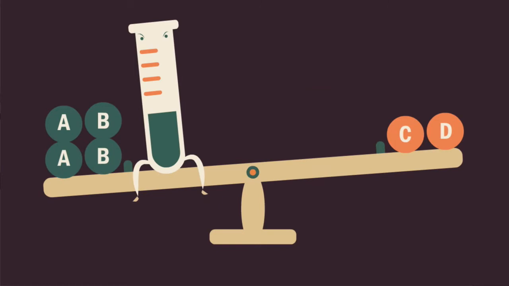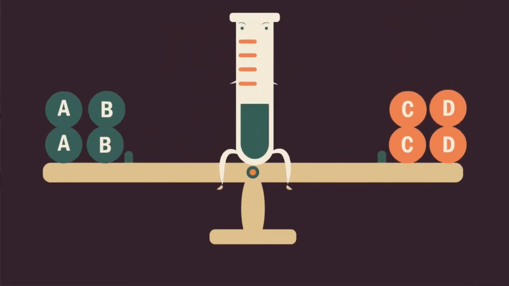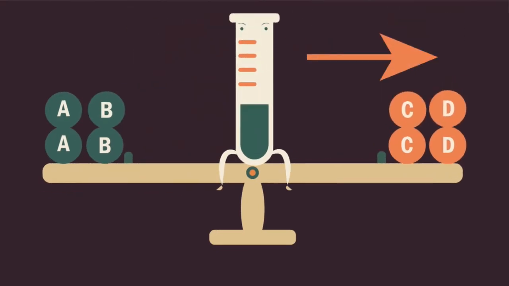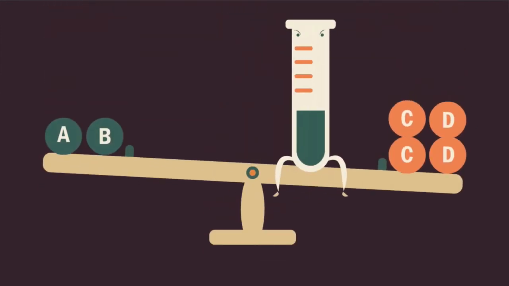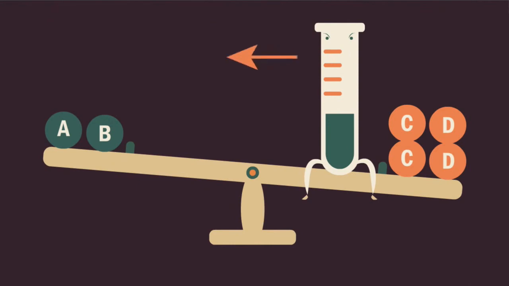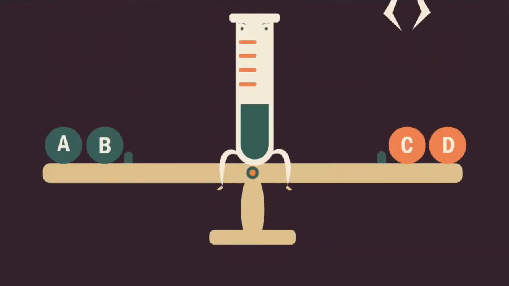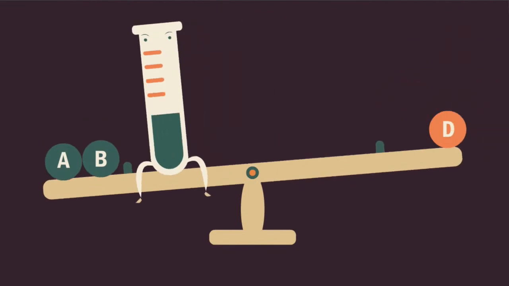The system is now stressed and no longer at equilibrium. To counteract the stress, more C and D are produced, so equilibrium shifts to the right. When concentration increases, equilibrium shifts to the opposite side of the reaction. When concentration decreases, equilibrium shifts to the same side of the reaction.